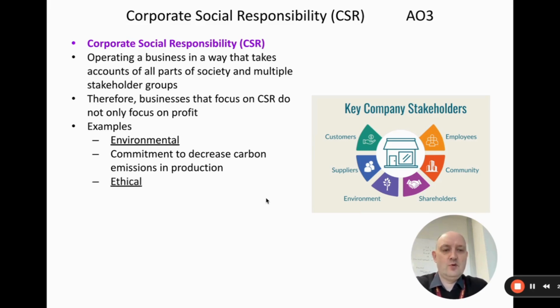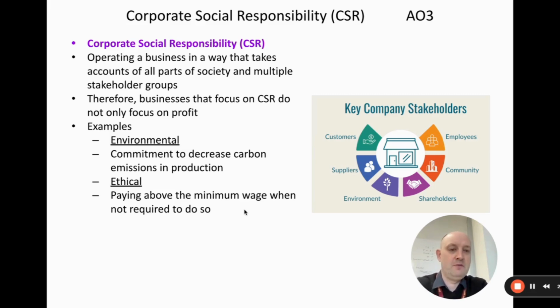If we did ethical objectives, this would be maybe a country has a minimum wage, but a business promises that they're going to pay over the minimum wage when they're not required to do so. So maybe their main competitors pay minimum wage, but they say we're going to pay 10% above minimum wage. And this would then be taking account of the employees as a stakeholder.